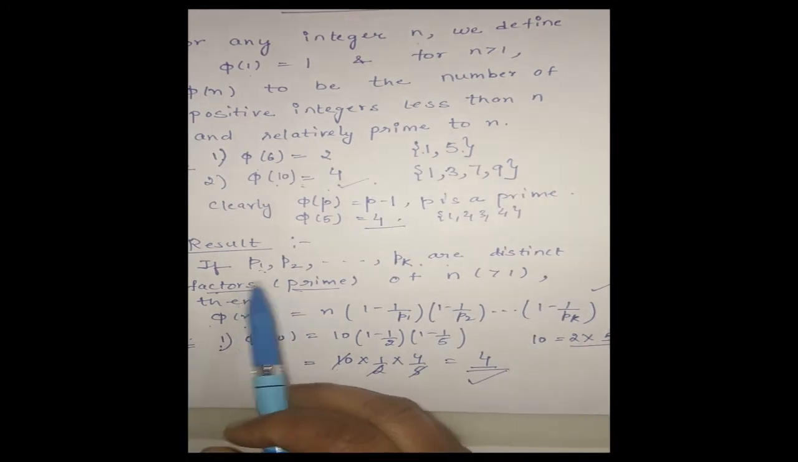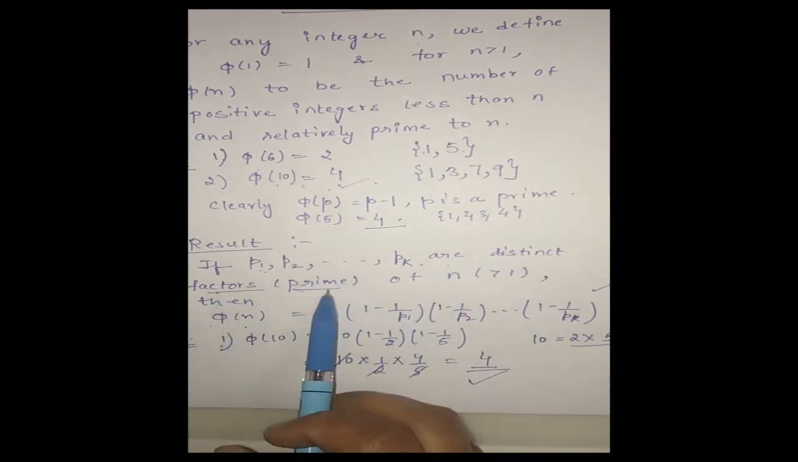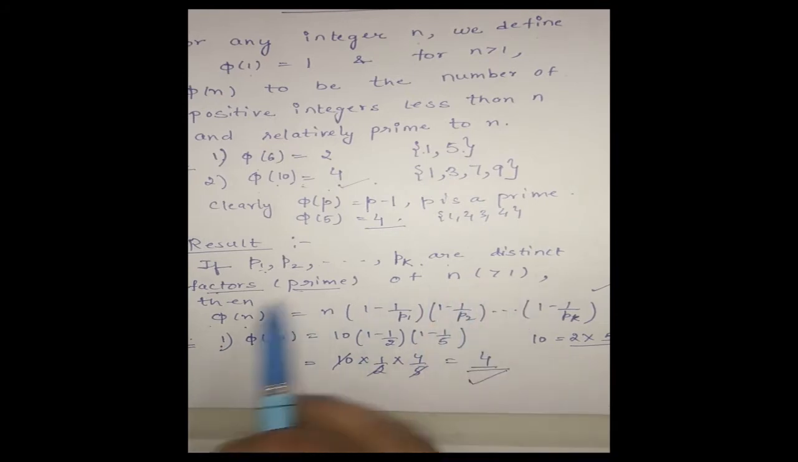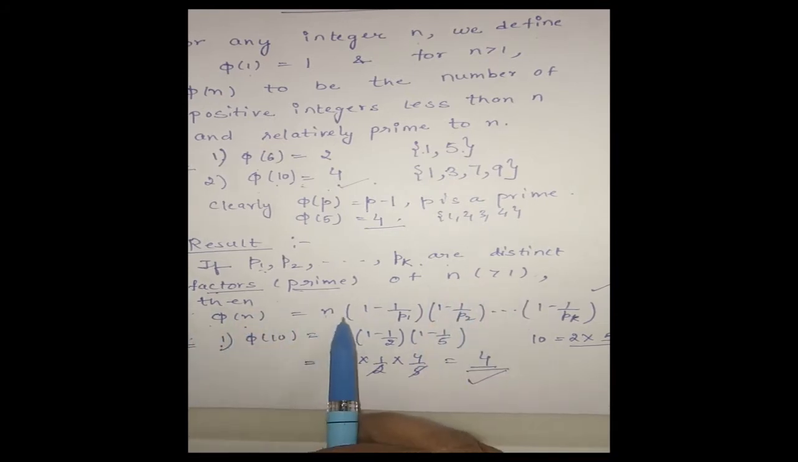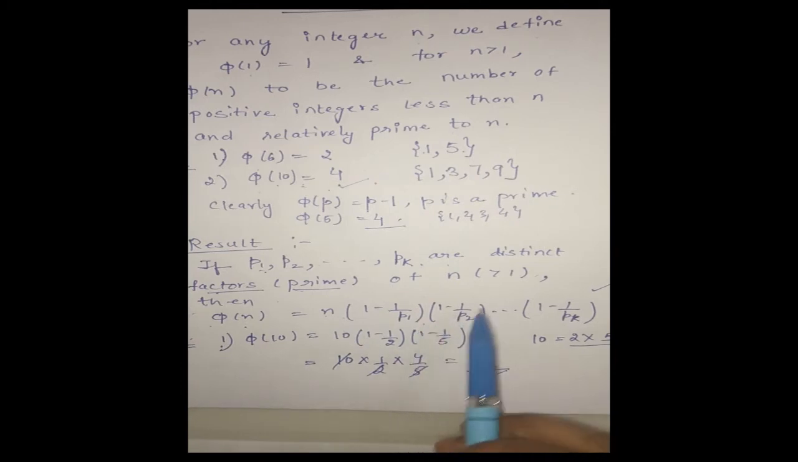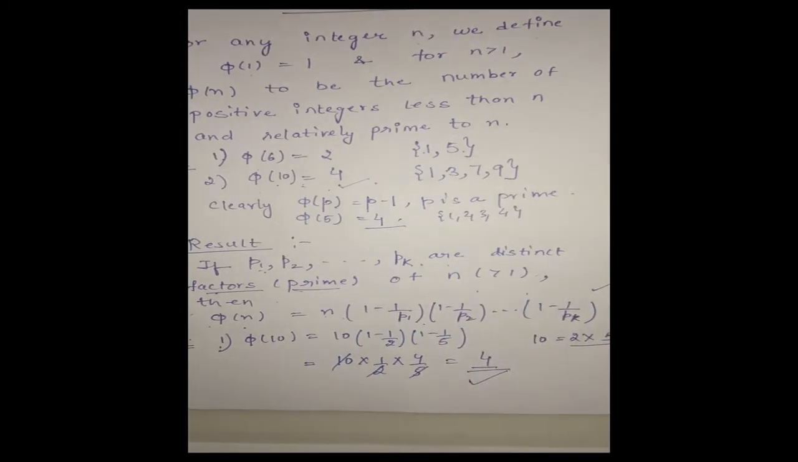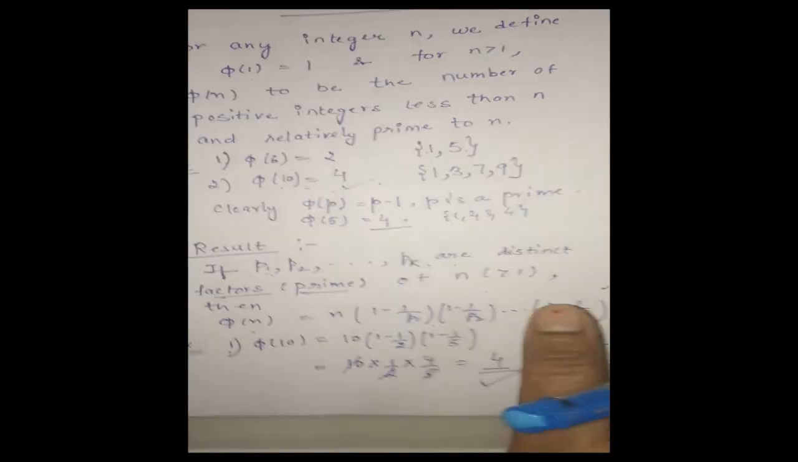Clear? If P1, P2, up to Pk are distinct prime factors of n where n is greater than 1, then phi of n is equal to n into 1 minus 1 upon P1, 1 minus 1 upon P2, up to 1 minus 1 upon Pk. Okay, now consider the next example.